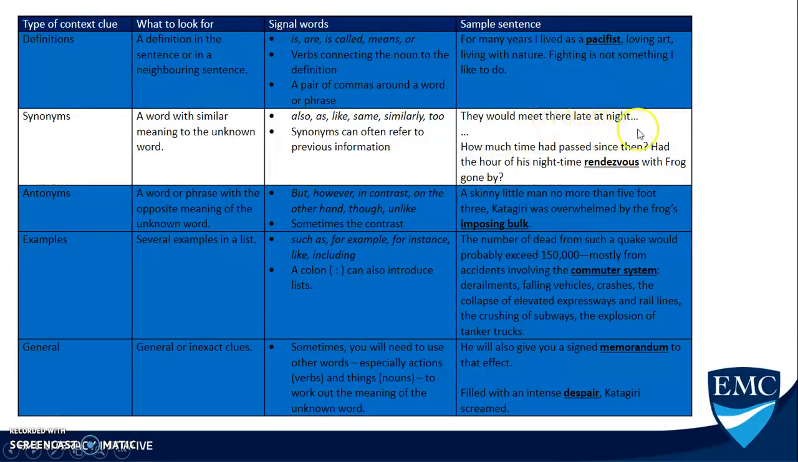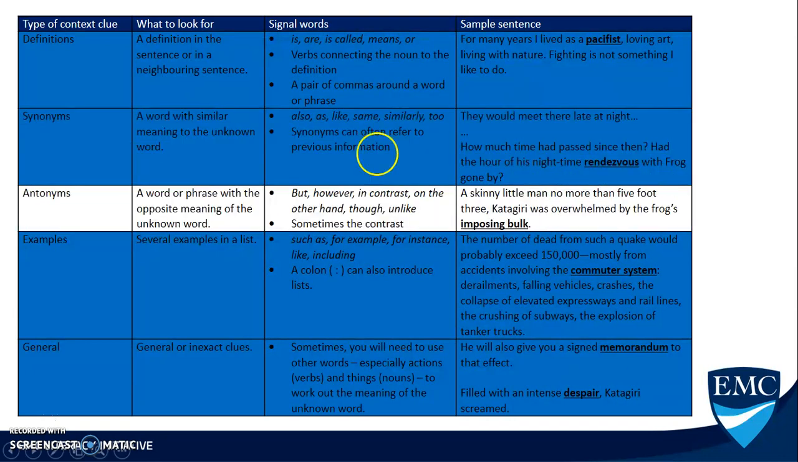So early in Super Frog Saves Tokyo, we have this sentence: they would meet there late at night, and then later on, the character asks himself how much time had passed since then. Had the hours of his nighttime rendezvous with Frog gone by? Now this occurs a few paragraphs later, but if we'd been paying attention early in the story, we would have known that there was a meeting happening. And this unknown word, we could make a bit of a guess and say that this might be referring to that. Also based on the fact that it was happening late at night, and he refers to the lateness of the meeting down here.